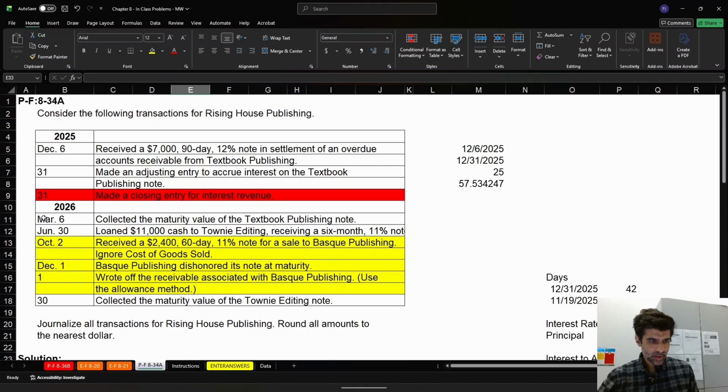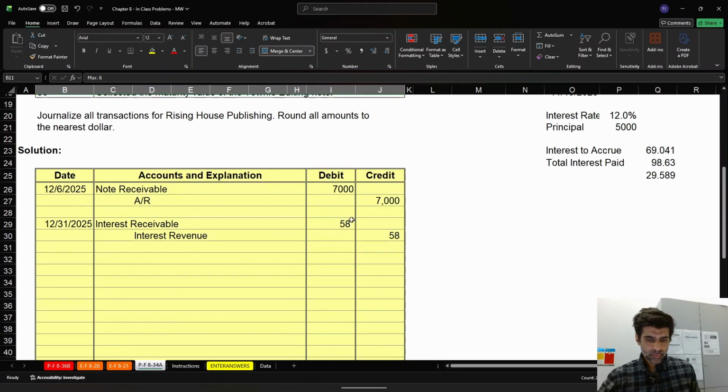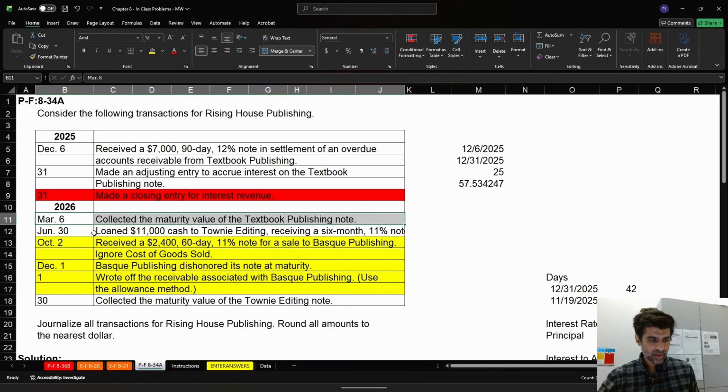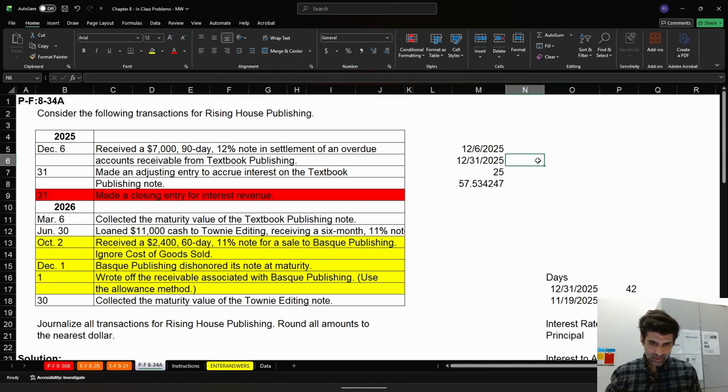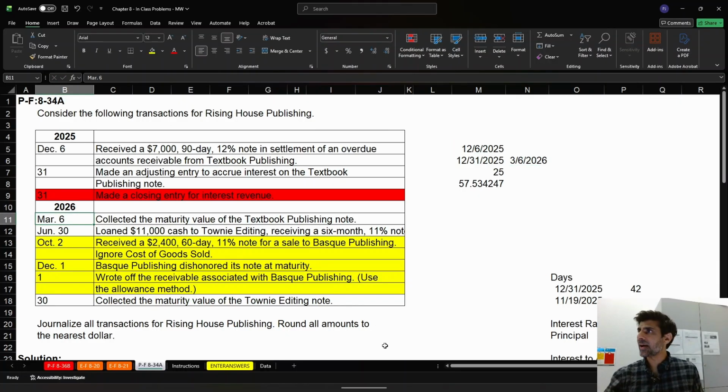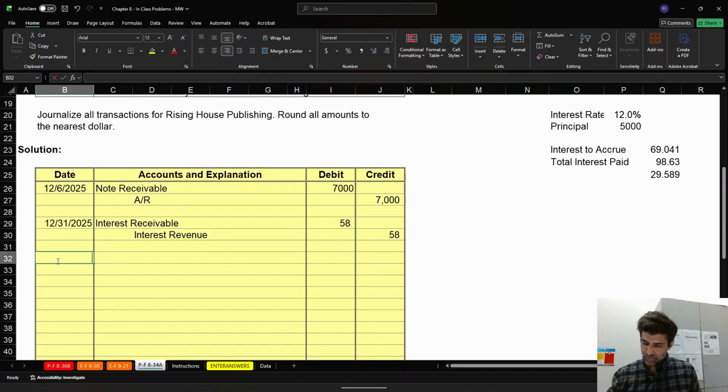Okay, and then collecting the maturity value. Okay, so this is again going to be on March 6th. Is that exactly 90 days? Let's see. You can also add numbers. Okay, so if you do the starting date plus 90, we can see yes, on the 90th day, 3/6. That's correct. So it's 90 days later. 3/6/2026. So we're into the next year.